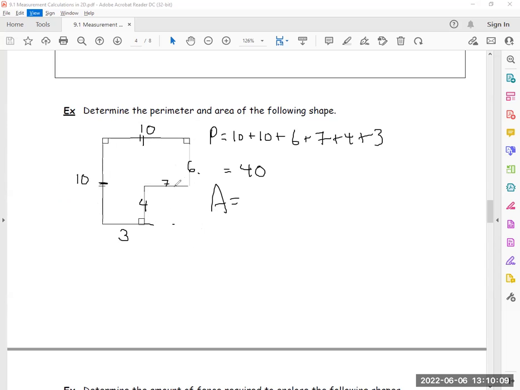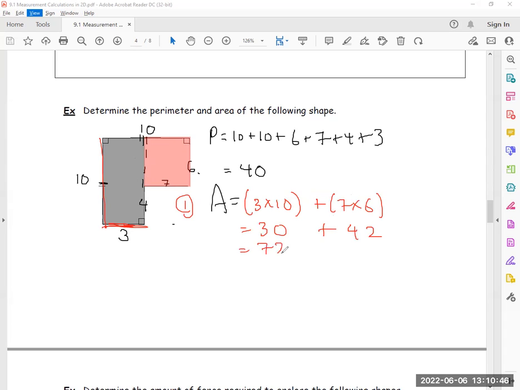I think what Manny is going to do is, let's cut this up. So I've got this long rectangle right here, and I've got this smaller rectangle over here. So this is version 1. This length is a 3, and that's a 10. So that's 3 times 10 for the first rectangle. And let's add this smaller piece, 7 times 6. So that's 30 plus 42. This is 72.